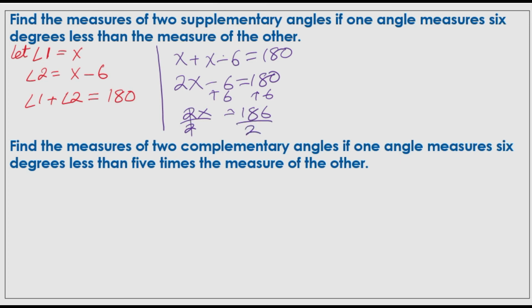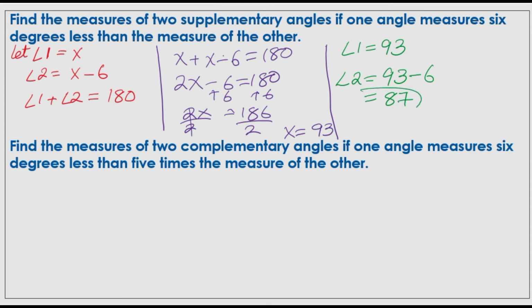So x will be equal to 93. But the question is to find both angles. So we know that angle 1 was x, so angle 1 is going to be 93, but angle number 2 will be 6 degrees less than this angle, so it's going to be 93 minus 6, which is 87. So these are our two angles.